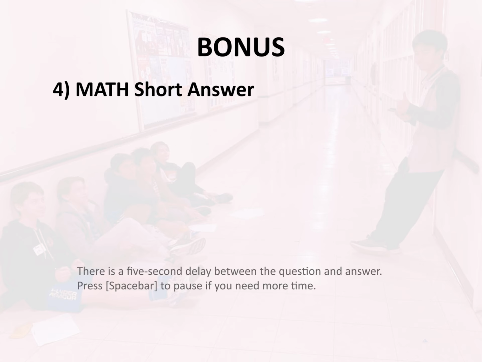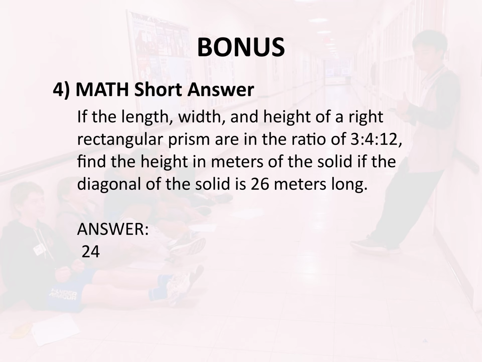Bonus 4. Math. Short answer. If the length, width, and height of a right rectangular prism are in the ratio of 3 to 4 to 12, find the height in meters of the solid if the diagonal of the solid is 26 meters long. Answer, 24.